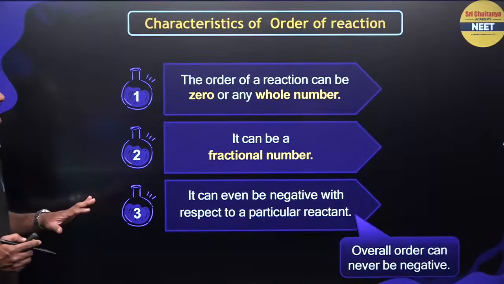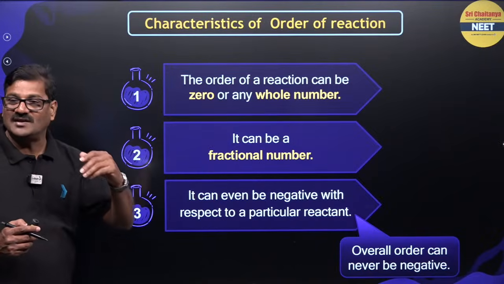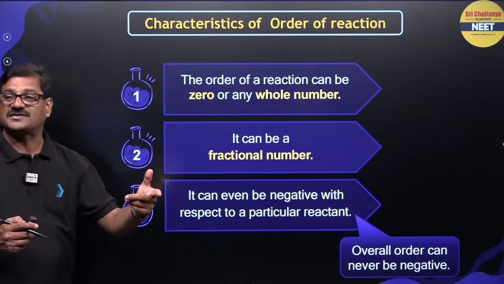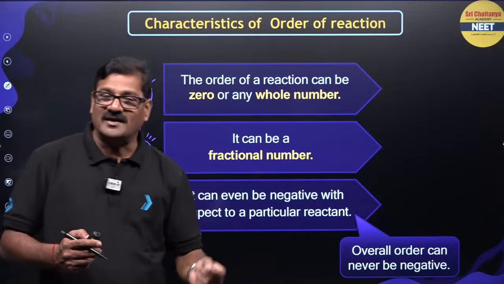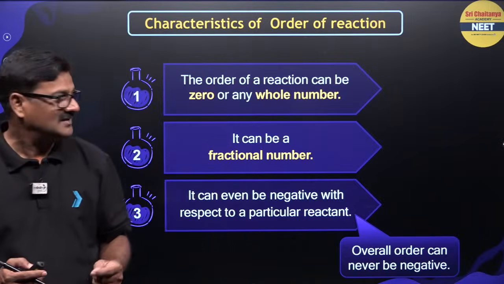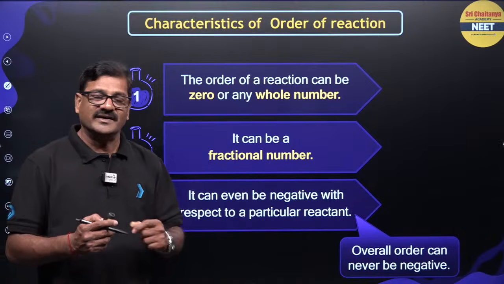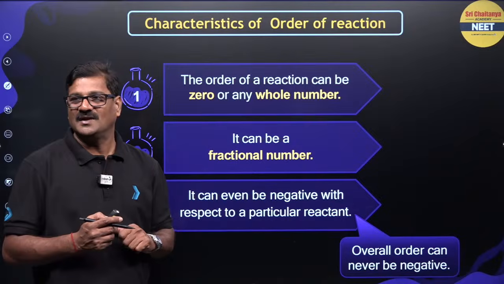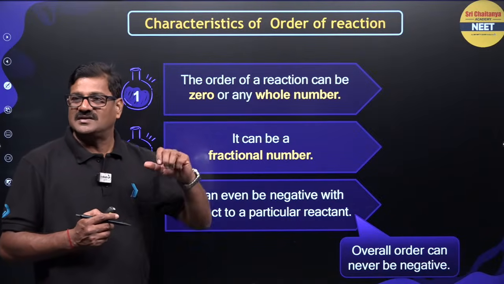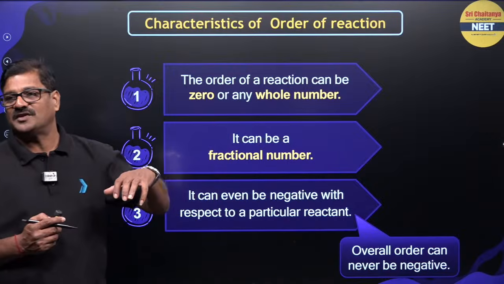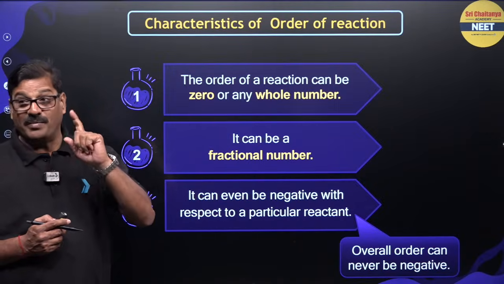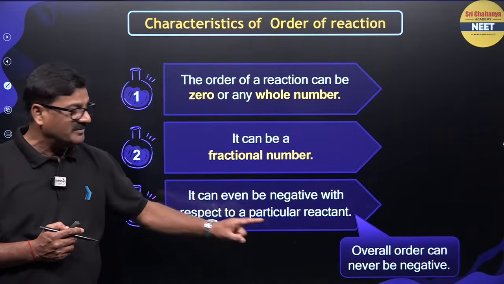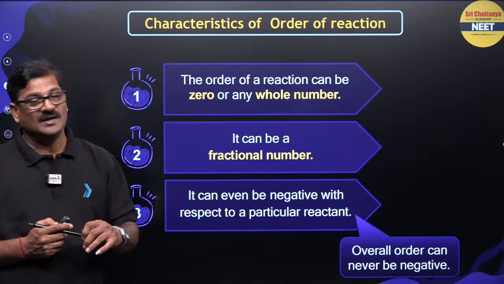Say an example here. So the order of a reaction can be 0, or it can be a whole number, or it could be fractional also. Sometimes it is negative and greater than 3 as well. Sometimes you say it is maximum 3 hoga, but sometimes it can be 3.5 as well. It can be fractional, it even can be negative with respect to a particular reactant. But एक चीज है, the overall order can never be negative. That is very important, can never be negative.